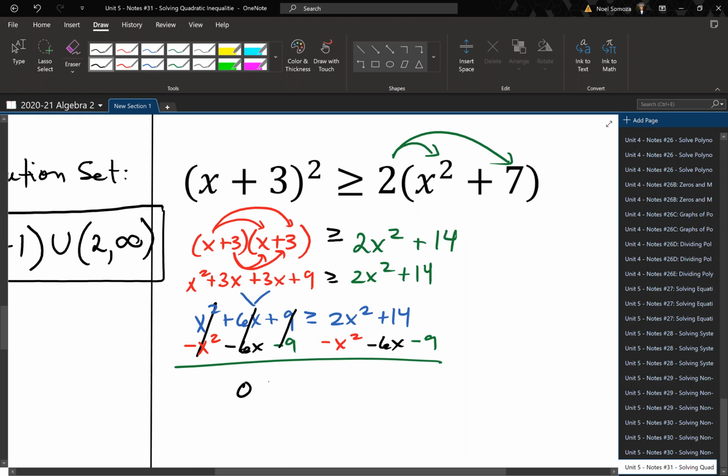This becomes a 0. My inequality stays the same. 2x squared minus x squared is just x squared. Here I can't combine the 14 with the 6x, right? Since there is nothing to combine negative 6x with, that would be minus 6x. And 14 minus 9 would be positive 5.